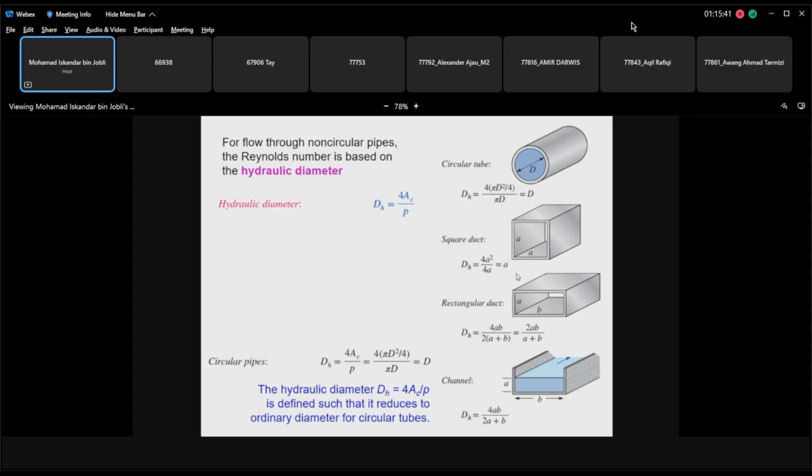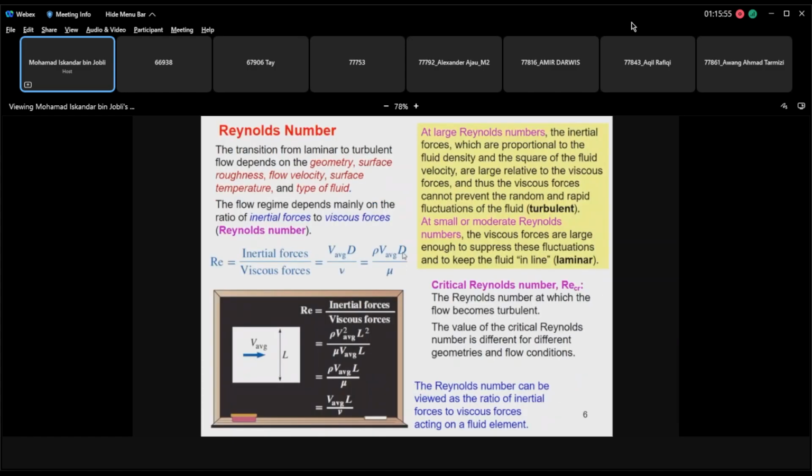Okay, for a square duct, this is what it is going to be. For a rectangular duct, this is what it is going to be. And then for a channel, this is half-filled channel, this is what it is going to be. So the hydraulic diameter is the one that's being used in this equation, not the diameter itself. In rho Vd, d here is the hydraulic diameter.